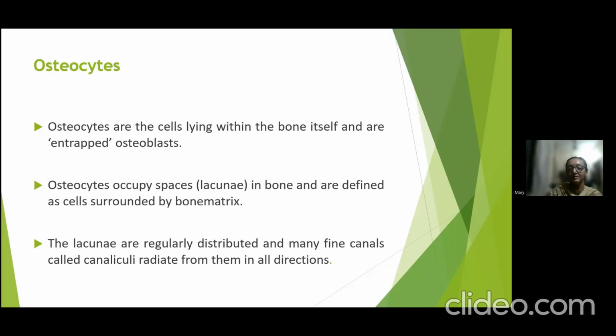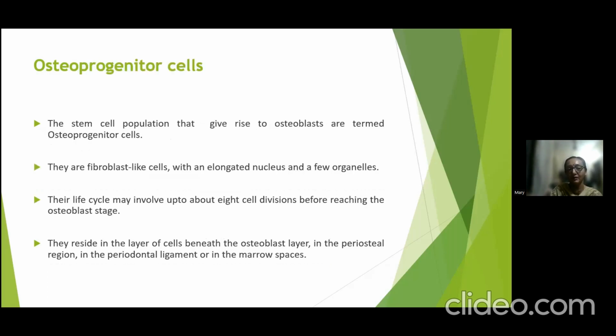And as we have already seen about the osteoprogenitor cells, these are the stem cell populations which can differentiate themselves into any type of cells, and they are usually fibroblast-like cells, and their life cycle may involve up to 8 cell divisions before they reach the osteoblast stage. So they reside in the layer of cells beneath the osteoblast layer in the periosteal region, and they are also found in the periodontal ligament and in the marrow space. That is, those areas where there is a rich nutrient or vascular supply.